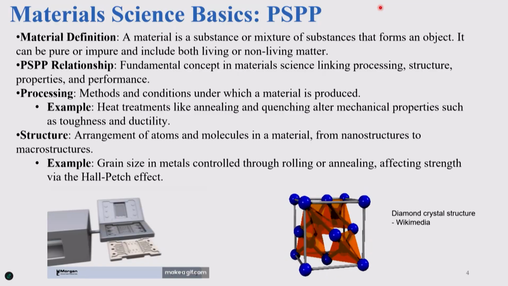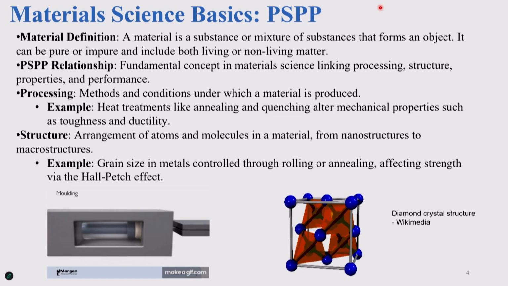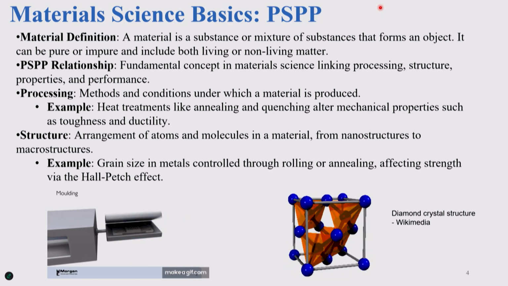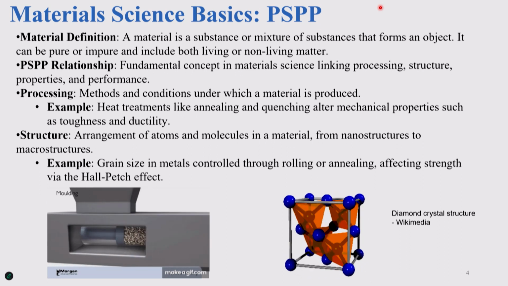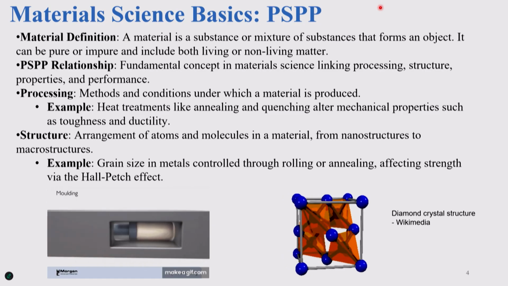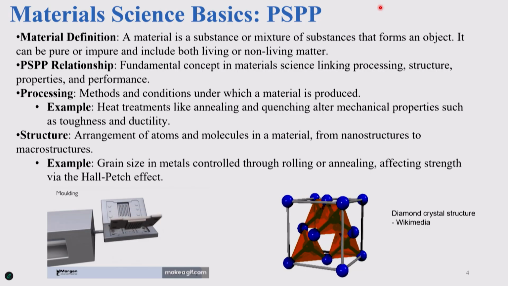So processing includes heat treatments like annealing and quenching. Suppose you are melting a metal and you suddenly quench it versus you slowly quench it. How does it affect the microstructure, atomic structure, and so on? It really affects the property and performance. When I say the word structure, it might mean several things. It can mean atomic structure, like how atoms are organized. It can mean a microstructure, how grains are organized, and so on. So structure is very important, and it of course depends on how you process the material.